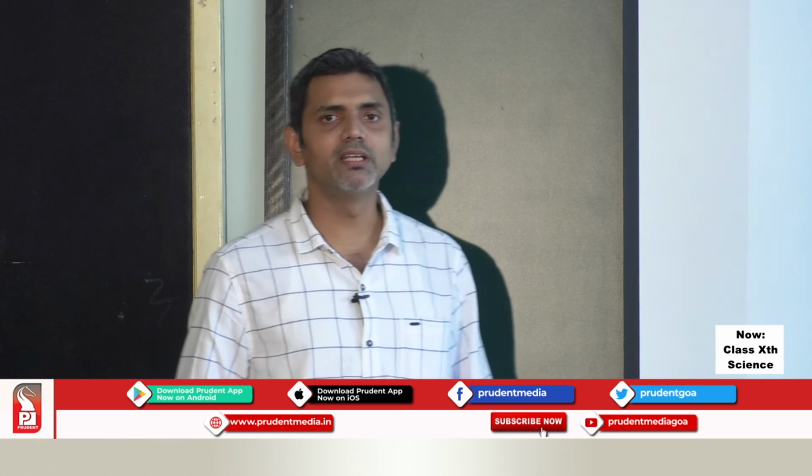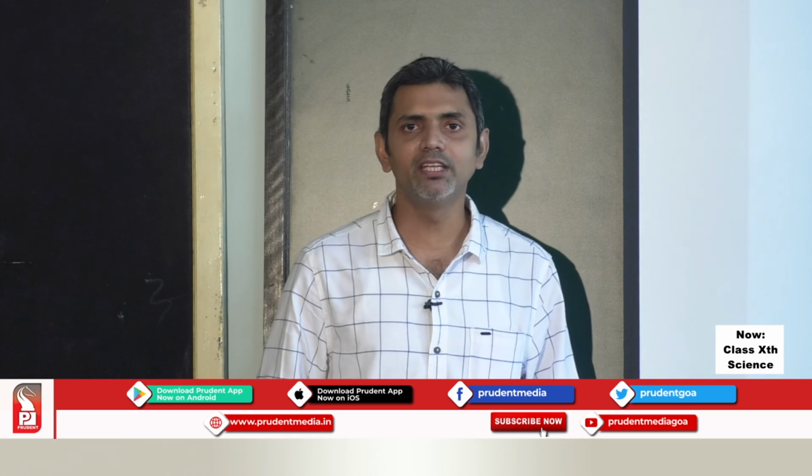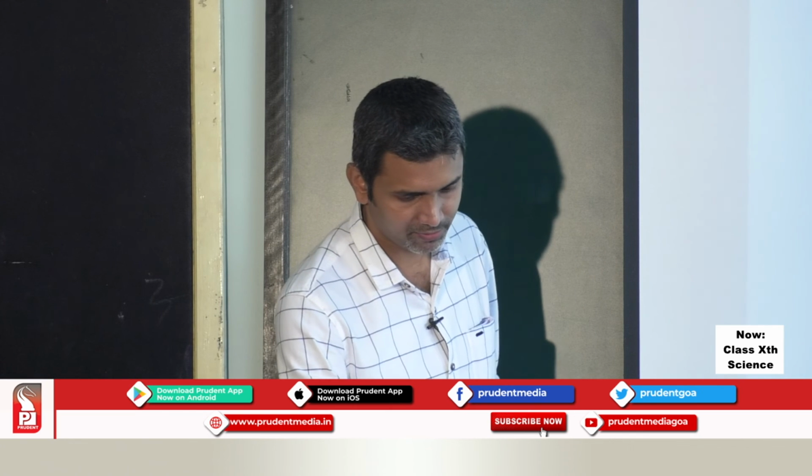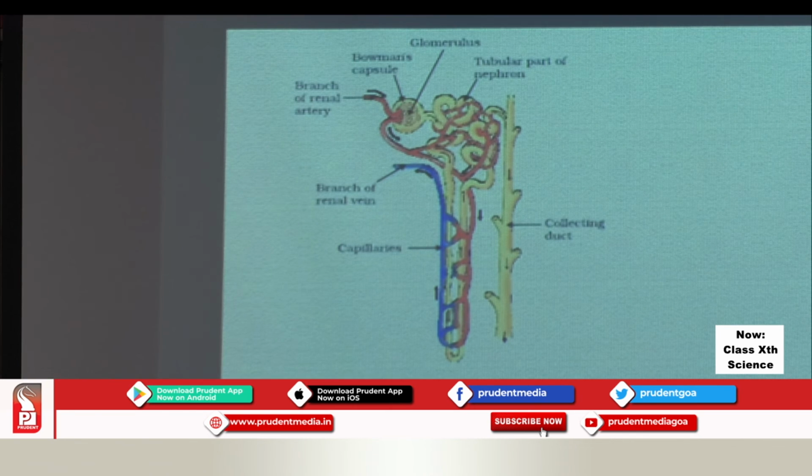Yes, now we are going to study the filtration units present in kidney. We call them nephrons. We are going to understand the structure of nephron. So, nephron consists of two main parts, that is Bowman's capsule, a cup shaped part, and tubes. One end of the tubule is connected to the Bowman's capsule, the other end of the tubule is connected to collecting duct. So, this represents one nephron.